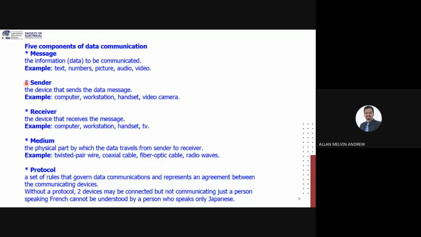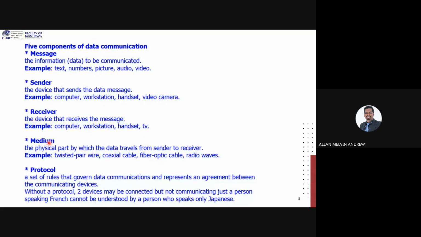And on the opposite side, we have a receiver, the device that receives the message. For example, a computer, a workstation, and a set TV. When you are sending something, the receiving end will receive it. So we call it a receiver.